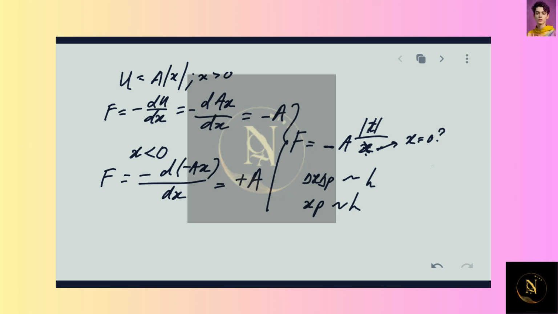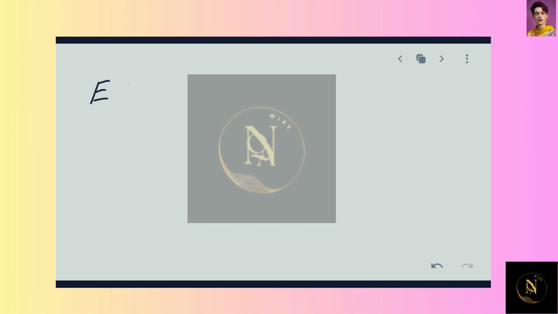With this, we can write down the total energy of the particle as a function of h, because energy is just kinetic energy plus potential energy. It's p squared over 2m plus a times x. Now p squared, in this case, because p x is h, so p will be approximately h over x.